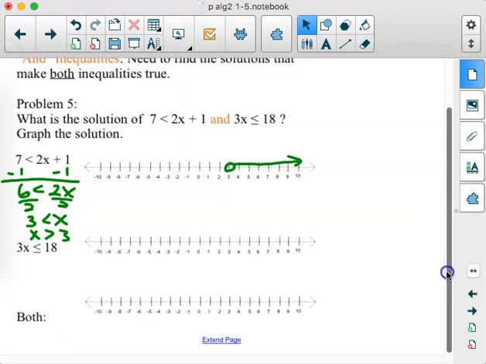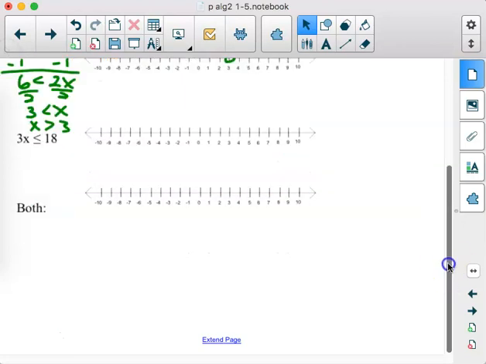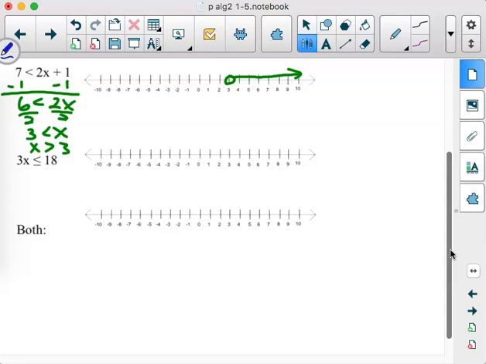Along with that, because it was an and, 3x is less than or equal to 18. So we divide both sides by 3. Hey, I don't have to do any flipping on that one. That one's set to go. I need a closed dot at 6. And because it's less than or equal to, shade left. Now here's the problem. It said and. So only the stuff that's in both of these is the answer.